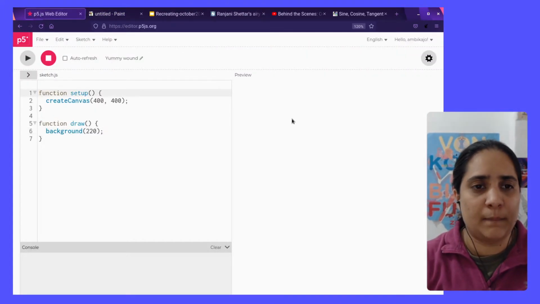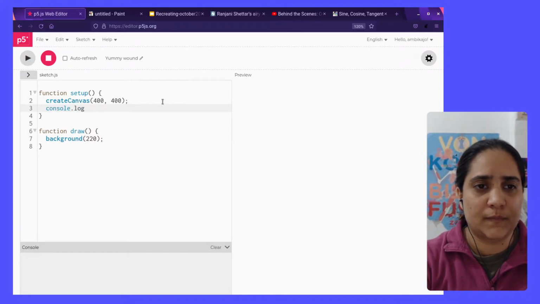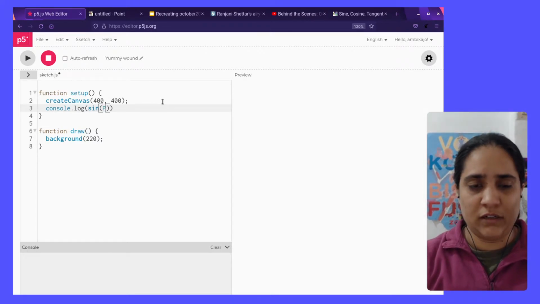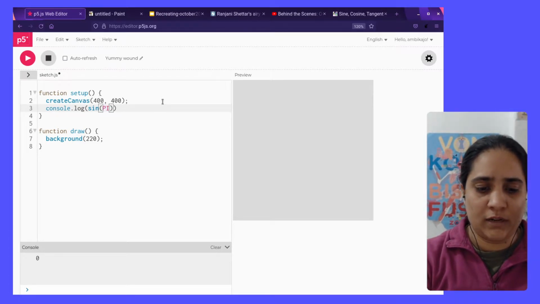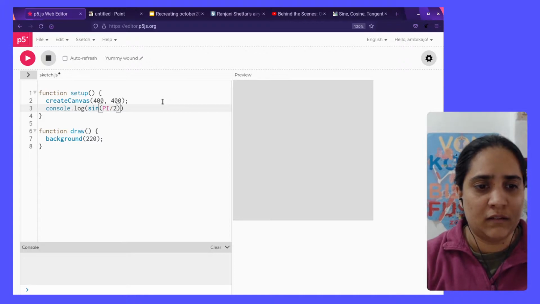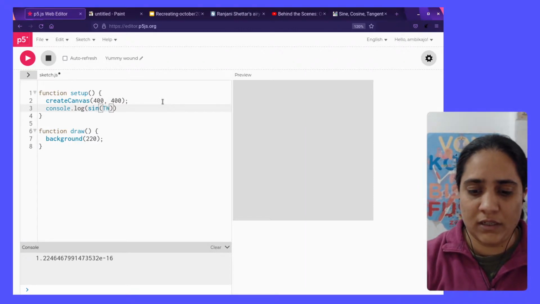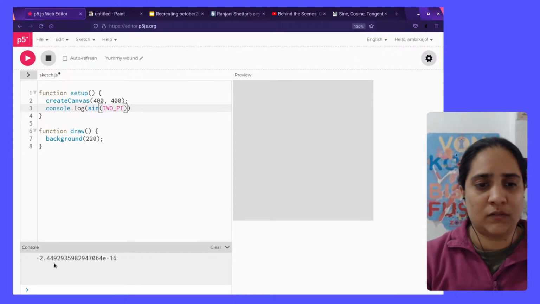So for example, in the setup, I'll just write sine, and I have not changed the angle mode. First I'll write 0, so it'll give me value 0, then I'll do pi by 2, which is 90, which gives me 1, and then I'll do pi, which gives me 1 point something, and then if I do 2 pi, which is 360 degrees, it goes up till -2 or something.